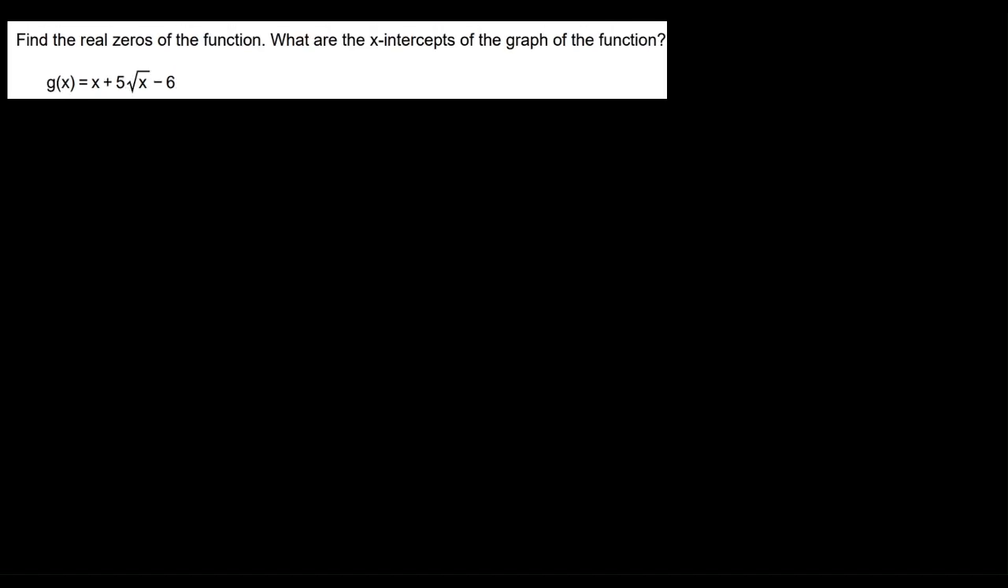The next question, we have a function. As you see, it's not quadratic. x plus 5 square root of x minus 6, and we are looking for real zeros for this function. Because we are looking for zeros or x-intercepts, definitely the first step is to set the function to 0. How can we solve this equation?